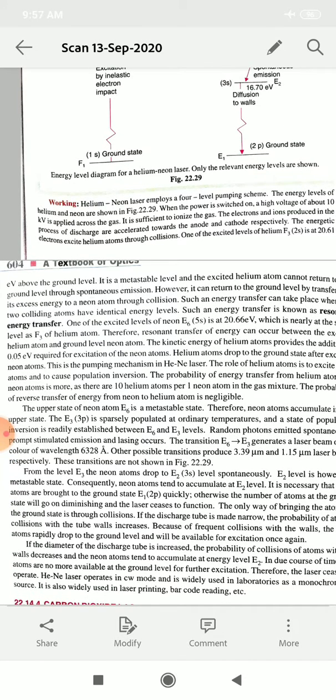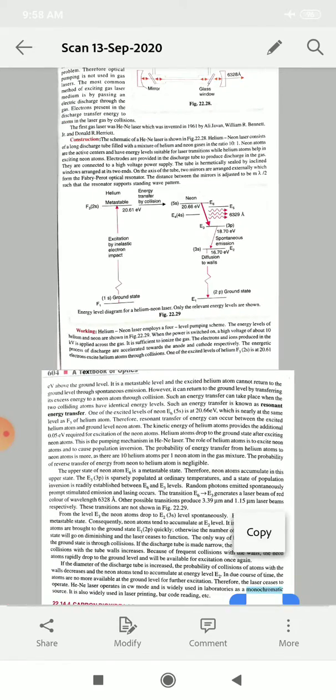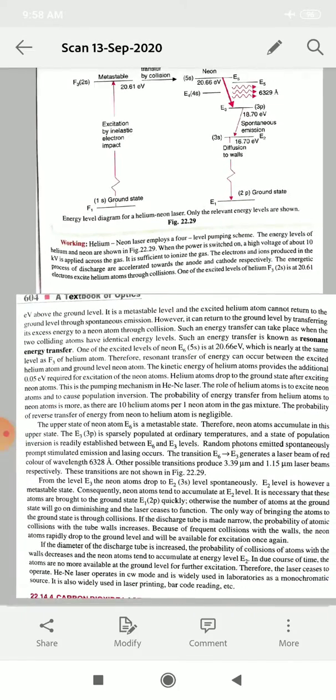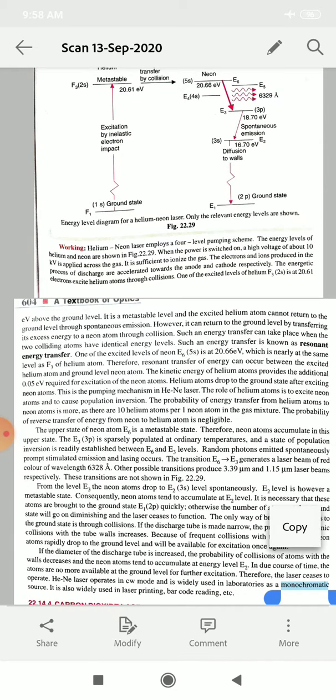If the diameter of the discharge tube is increased, the probability of collision of the atoms with the wall decreases and the neon atoms tend to accumulate at the energy level E2. In due course of time, atoms are no longer available in the ground level for further excitation. Therefore, the laser stops operating. The helium neon laser operates in CW mode and is widely used in the laboratory as a monochromatic source.